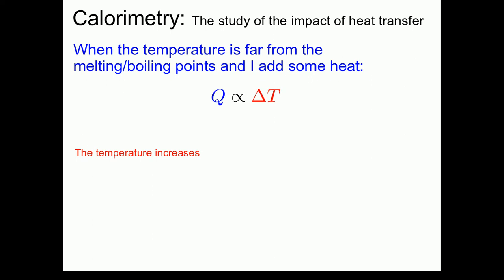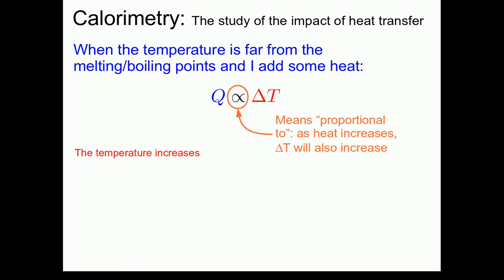Mathematically, we would say that we add some heat Q and we see a change in temperature. This little symbol means proportional to. As the heat increases, so will the change in temperature. If the change in temperature were to decrease, then Q would also drop. Q would be negative in that case. So positive Q means I'm adding heat and the temperature is going up. Negative Q means I'm removing heat and the temperature is going down.